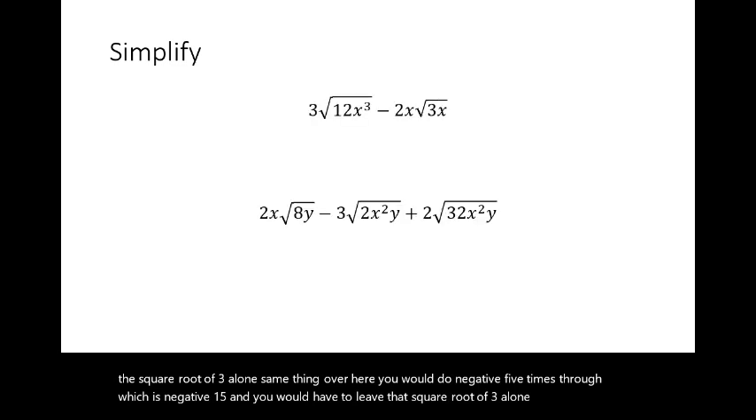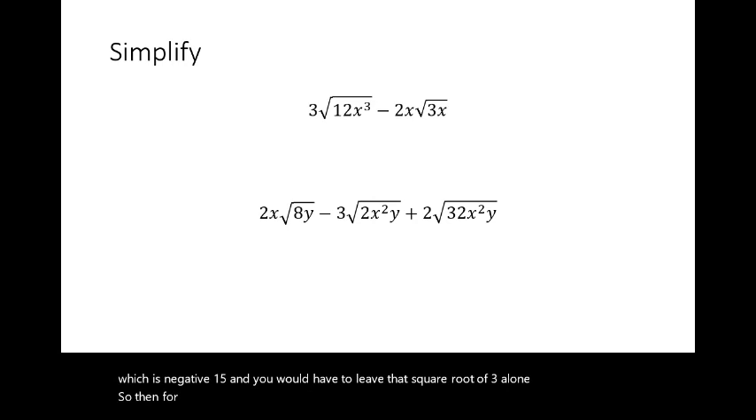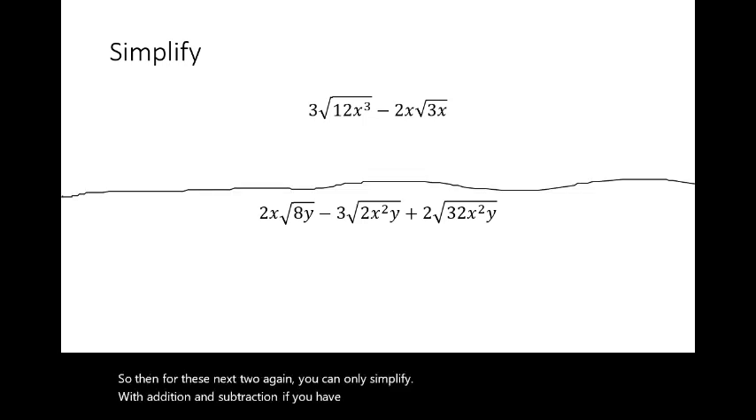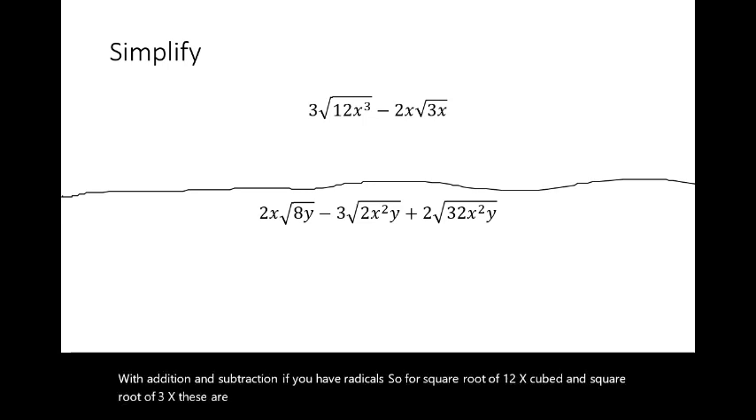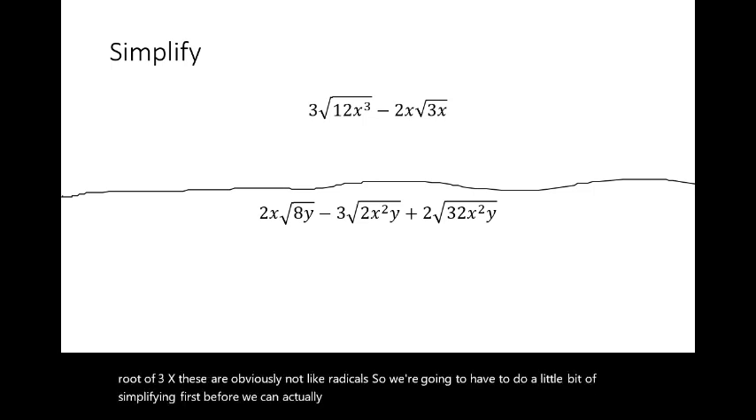So then for these next two, again, you can only simplify with addition and subtraction if you have like radicals. So for square root of 12x cubed and square root of 3x, these are obviously not like radicals, so we're going to have to do a little bit of simplifying first before we can actually subtract these. So let's take square root of 12x cubed and let's simplify it.